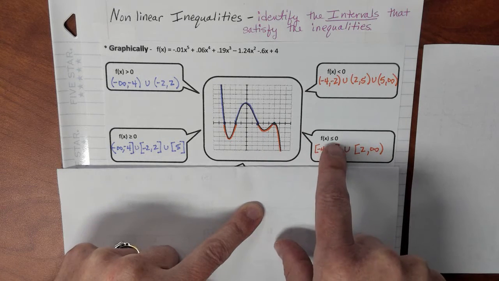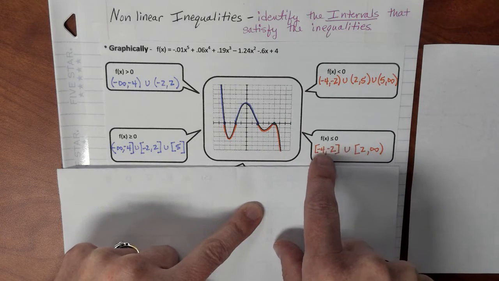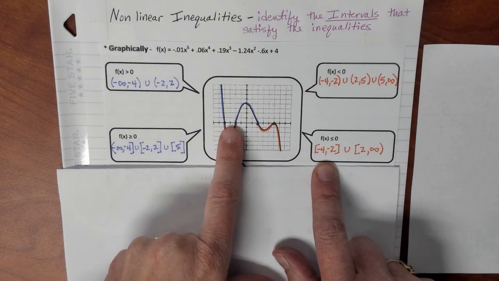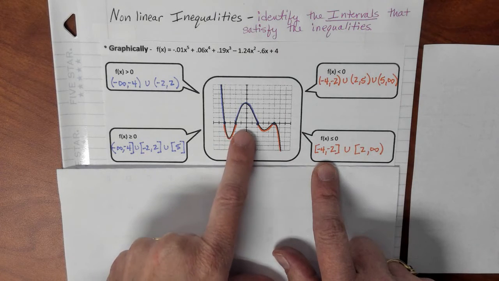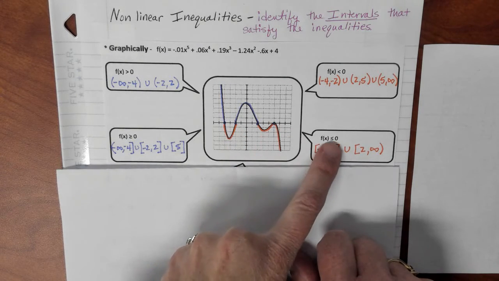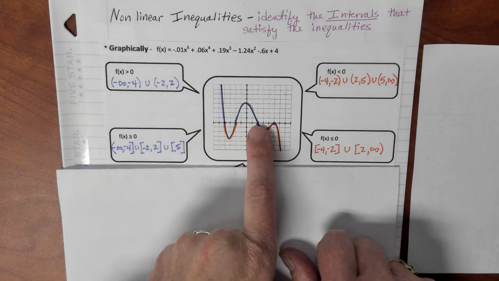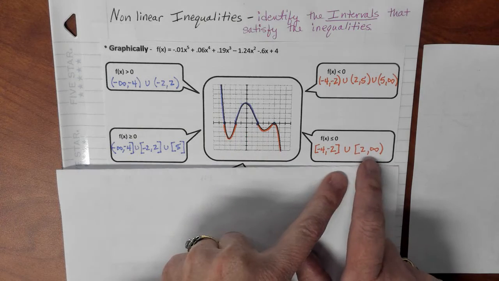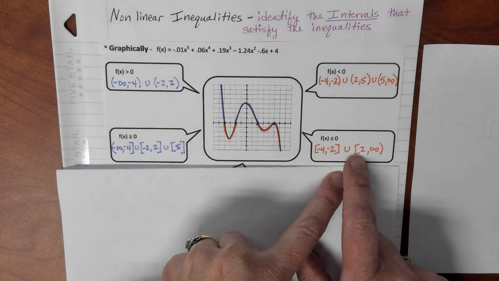But if it's less than or equal to 0, then you can include, and you have the brackets for negative 4 and negative 2. And look at what happens here. If you can include the 0, then you can just say from negative 2 to infinity. And you don't have to break it up. You need to change that to a bracket.